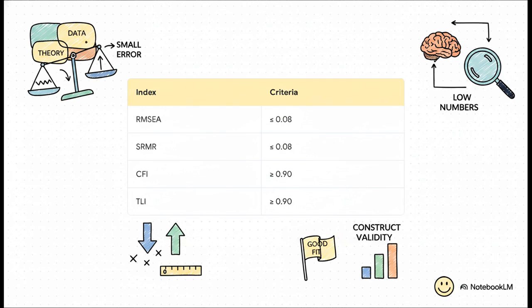Now, you don't need to memorize all these acronyms, but know this. Metrics like RMSEA and SRMR measure the error, or the gap, between your model and reality. We want those numbers nice and low, typically 0.08 or under. Meanwhile, indices like CFI and TLI measure how well your model performs compared to a terrible baseline model. We want those numbers high, above 0.90. If you hit those marks, congratulations, your structural model is scientifically sound.